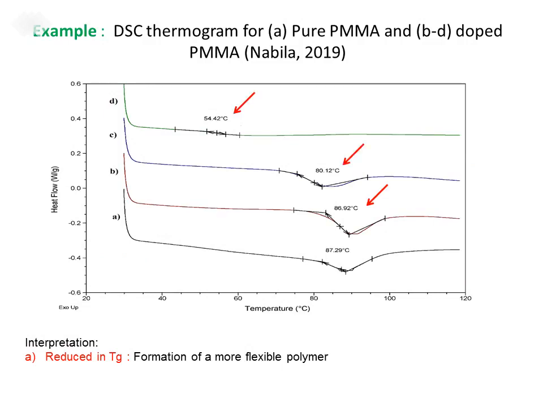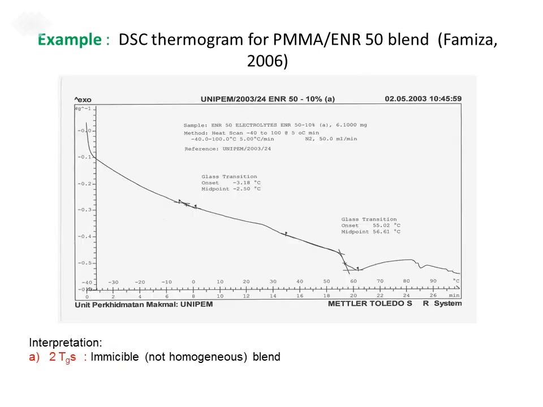Lower Tg indicates that the polymer is more flexible, and flexibility of a polymer can be related to its amorphosity. Two Tgs will be observed if the blending of two polymers is not homogeneous.